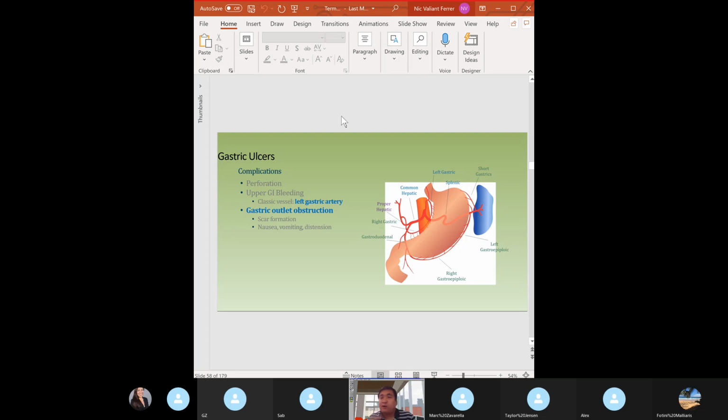Okay. So upper GI bleeding, think what artery is the most common? Left gastric artery, right? Also, gastric ulcers can have gastric outlet obstruction. Due to what? We have scar formation there. So you can have nausea, vomiting, and distension. This is term 2 stuff. Go back to term 2 and check the anatomy.